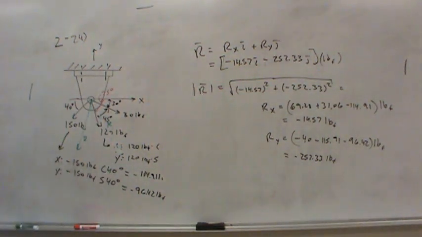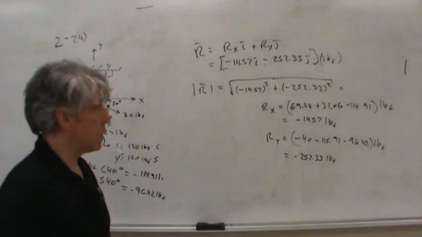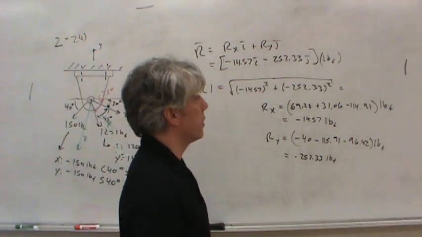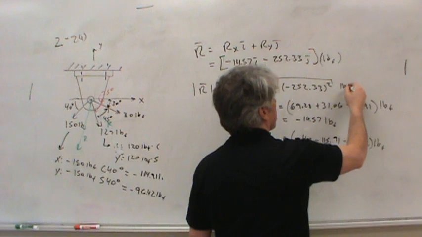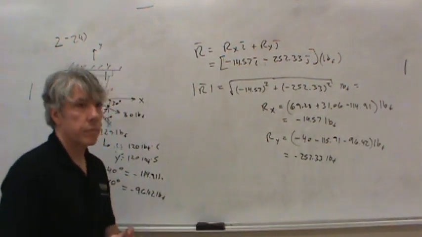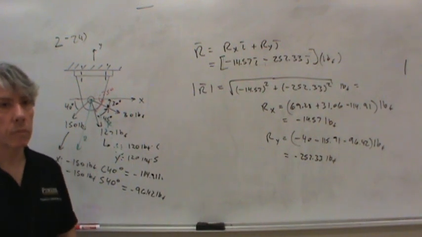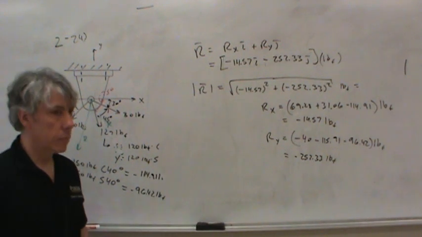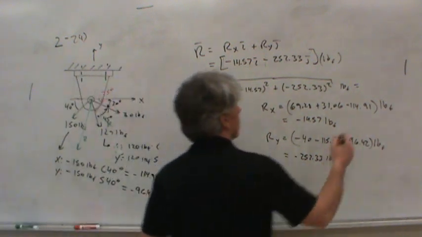How's it possible to get a positive magnitude when we've got a negative vector? Because magnitude isn't directional, right? So it's not a negative thing, it's just how long it is. All right? I guess I should write that these are pounds force. 252.75.